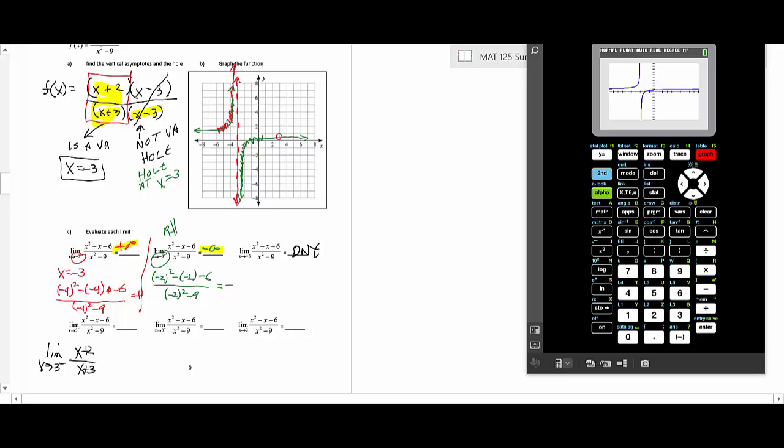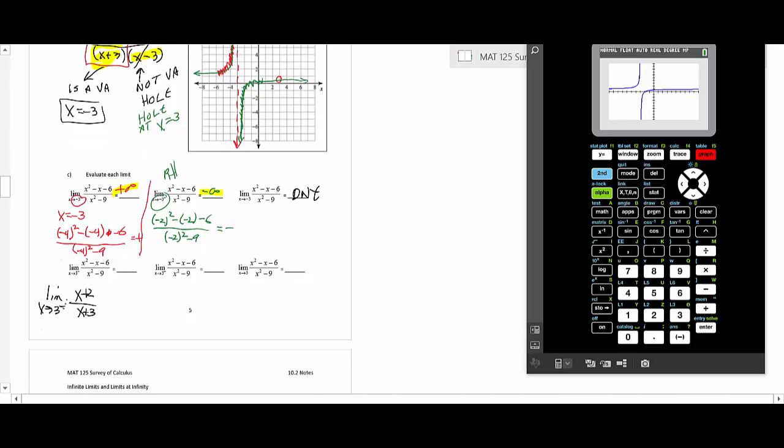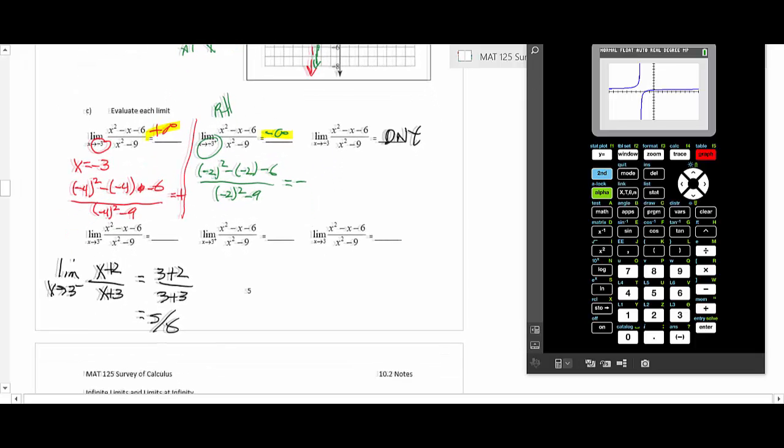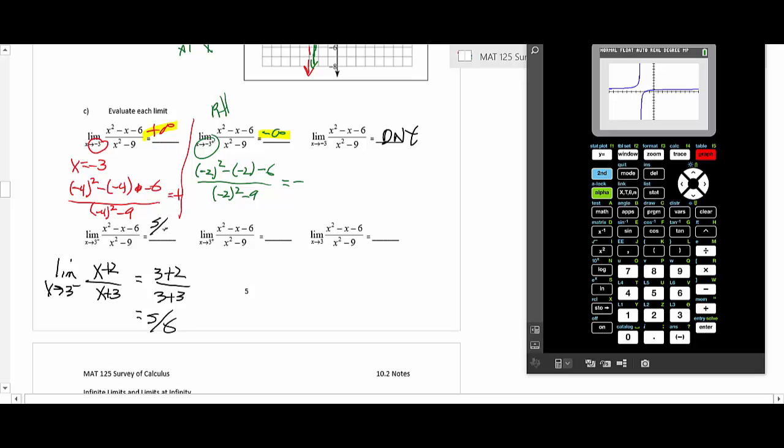You could have done that on the last problems too, okay? So let's do that. Let's just plug it in and see what happens. If you plug it in, you're going to get 3 plus 2 over 3 plus 3. So that is 5 over 6. Okay, so that limit is 5/6.